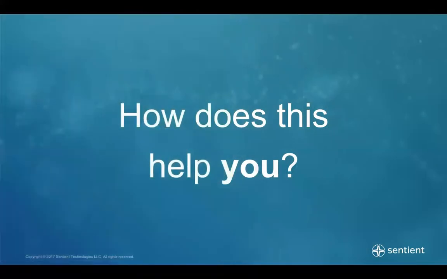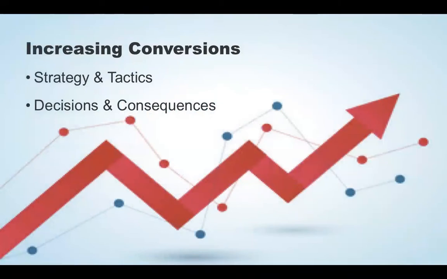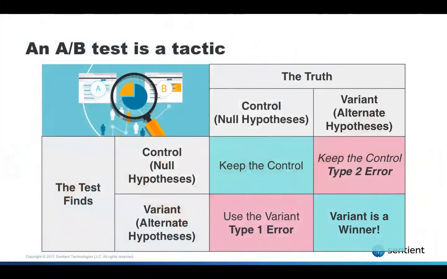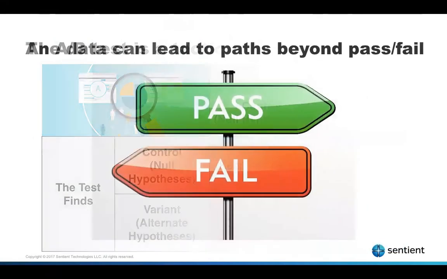So the real question is, why am I talking about this? Why bother? Well, it turns out that this can help you quite a bit, and it can help you increase conversions. So let's go back to what we started talking about, which are these strategies and tactics and decisions and consequences. The A/B test is a tactic. So our goal, once again, is to increase conversions. And one way we could do that is we could say, okay, here's an A and here's a B, and now let's run this statistical significance test, and we'll see what happens.